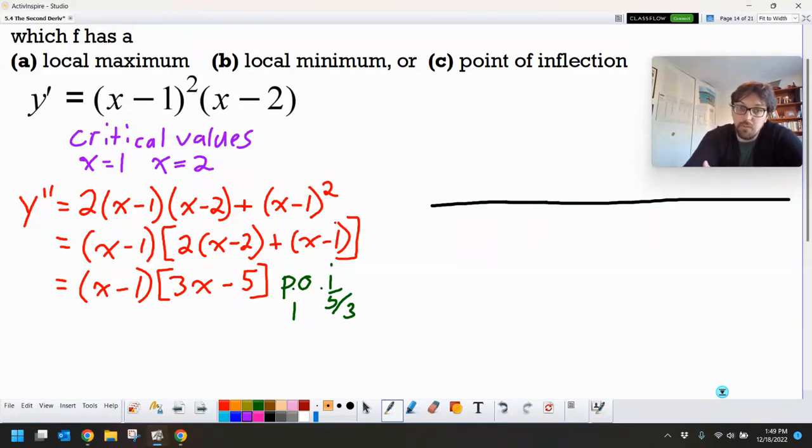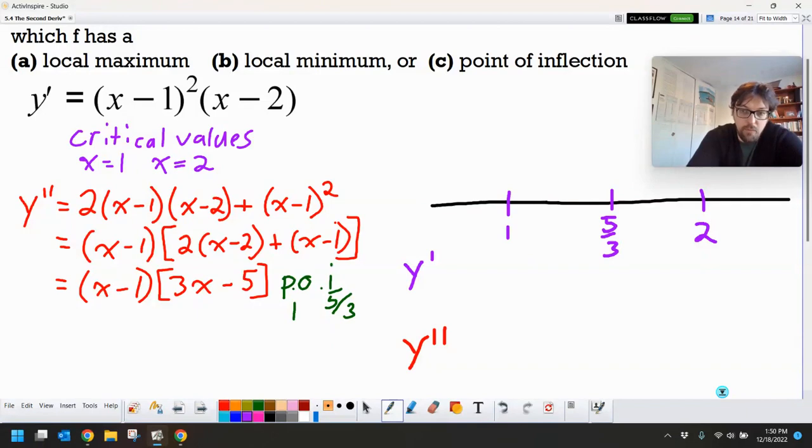and see what's going on with my function. So 1 is important for both the first derivative and the second derivative. 5/3 is going to be interesting. And 2 will also be interesting. I'm not going to space these out as it would be on a number line. I want room to be able to see what I'm doing. So we've got y prime, and then we've got y double prime.